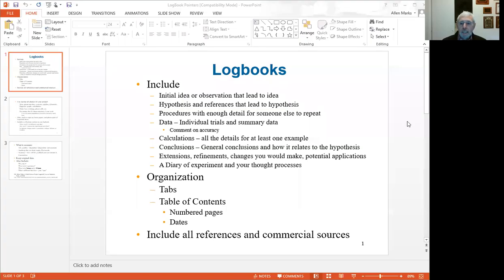Hello, my name is Alan Marks, and I've been a science fair judge for about 35 years. I'd like to discuss here the importance of logbooks.